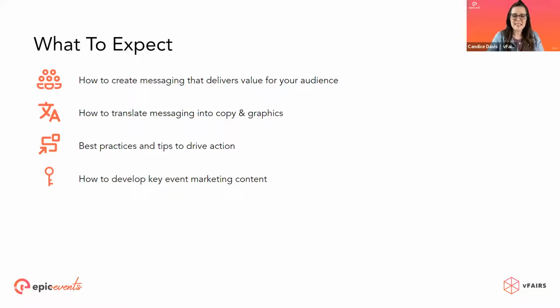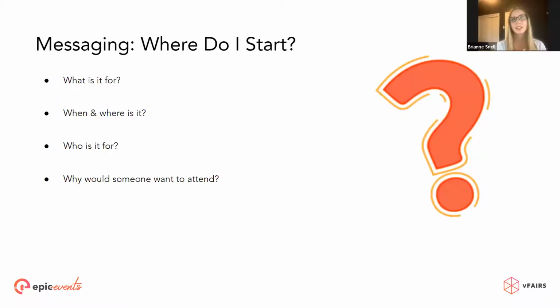So Brianne, let's get right into it. Firstly, where do you start when creating event marketing messaging? So the best place is to start by asking yourself a few questions. What is it for? When and where is it? Who is this event for? And why would someone want to attend? The first two questions, what is it for? When and where is it? Those are your event details. I think those are pretty straightforward.